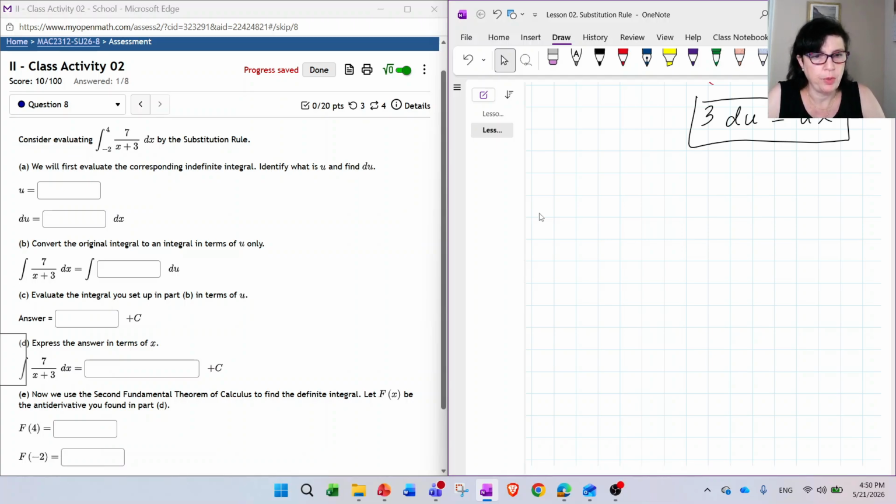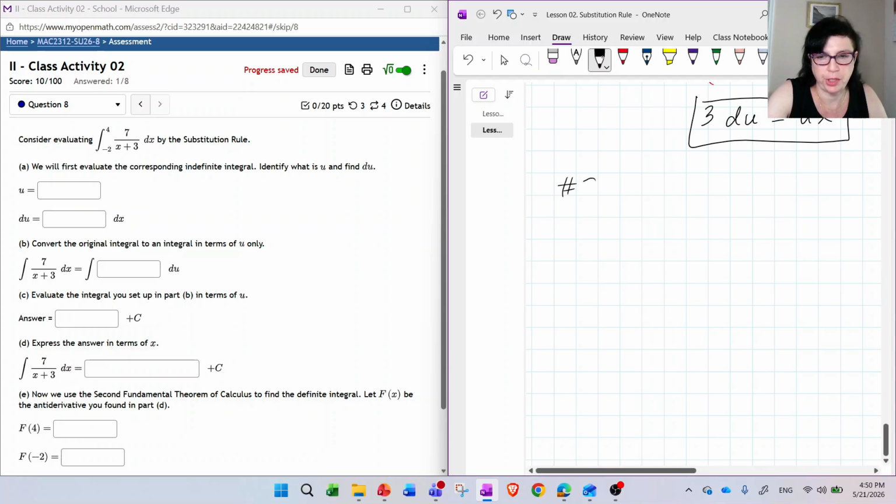In this video, we are going to compute an integral of a fractional rational function, and we are going to use logs to do that. But first, we have to use substitution. So I've got 7 divided by x plus 3 dx.